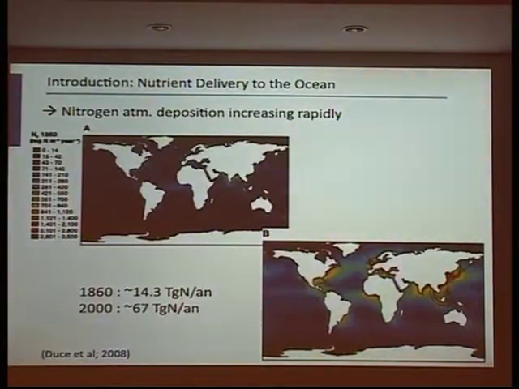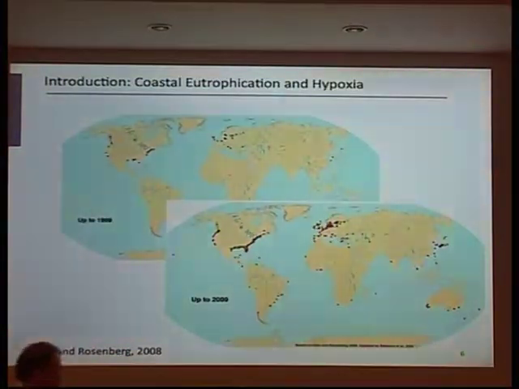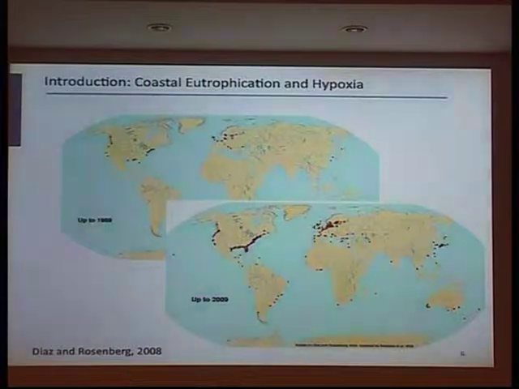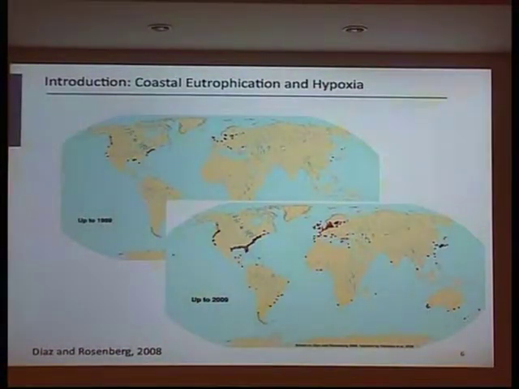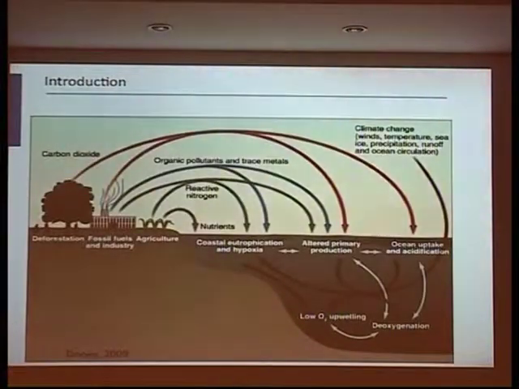So that's atmospheric deposition only, and you have, of course, another source of nutrients to the ocean, which are the rivers. And one clear impact of increasing nutrient delivery by the rivers is what has been documented by Diaz and Rosenberg in 2008. It's an increasing number of coastal eutrophication sites and hypoxia. So they've gathered here all the sites that have undergone eutrophication and hypoxia, and that's clearly linked to increasing nutrient delivery.